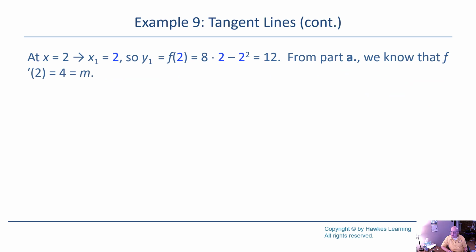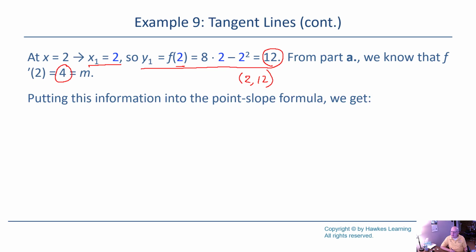So at x equals 2, where that x value is 2, the y value is 12. So we know one point is 2, 12, and we want the tangent line at that point. Well, we know that the slope there is a 4, so putting that into the point-slope form, we've got the equation before we cleaned up. Just put those numbers in, and there's the equation of the first tangent line. The tangent line at x equals 2.